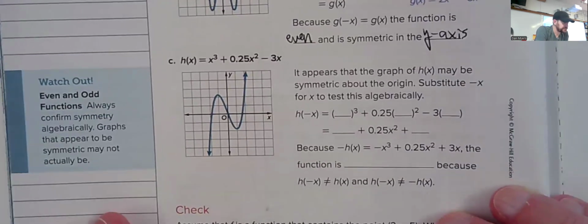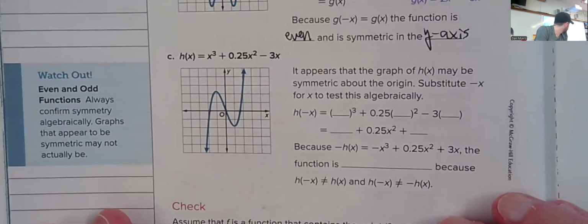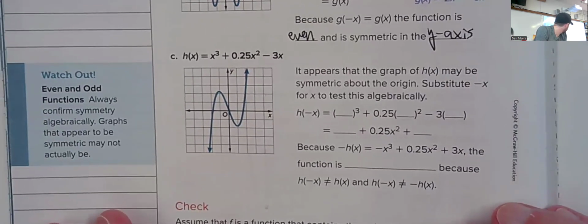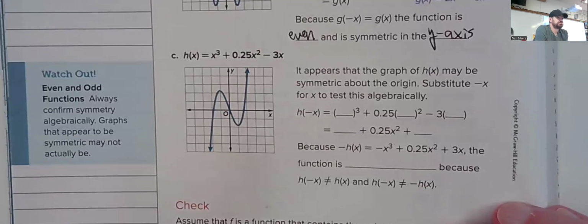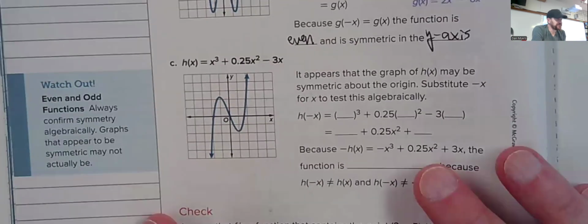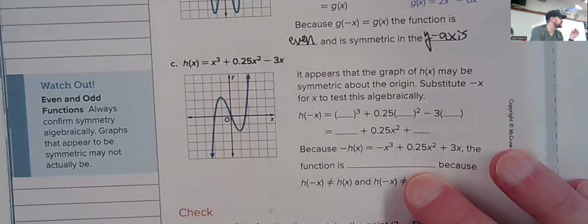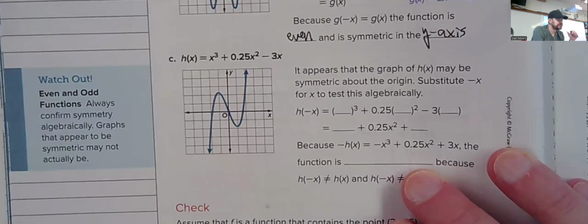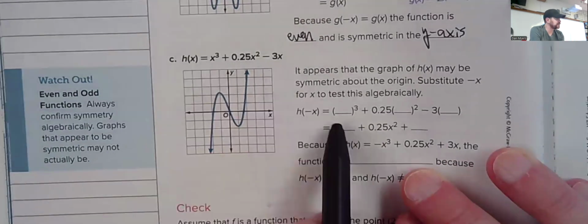So it appears that this graph might be symmetric about the origin. It looks like if you flip it upside down, could be exactly the same. But we need to check just to make sure. So anytime you're checking to see if something is even or odd, take the original value of x, replace it with the opposite of that.